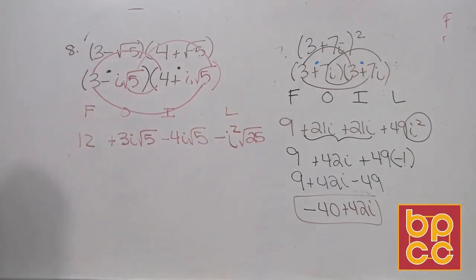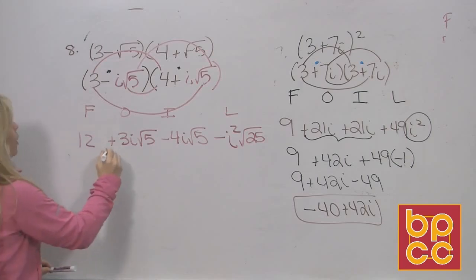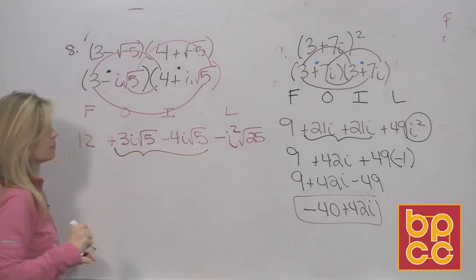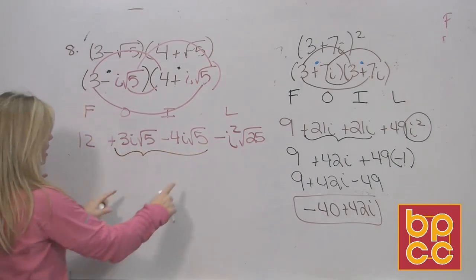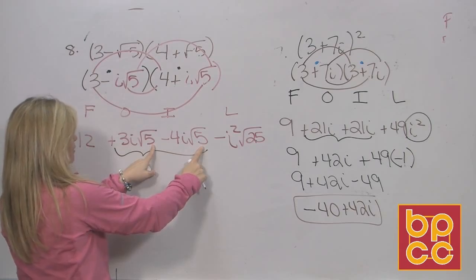So far, so good? Now, the problem is we got to put together what's alike. When you do FOIL, it's usually these terms in the middle that are alike. They are alike. They both have a square root of 5.